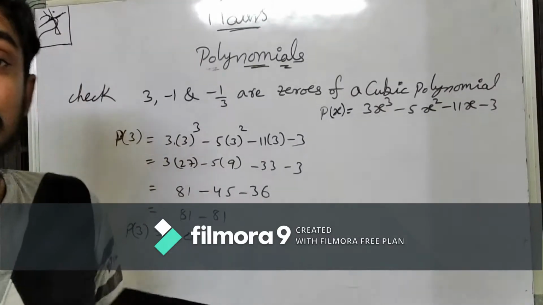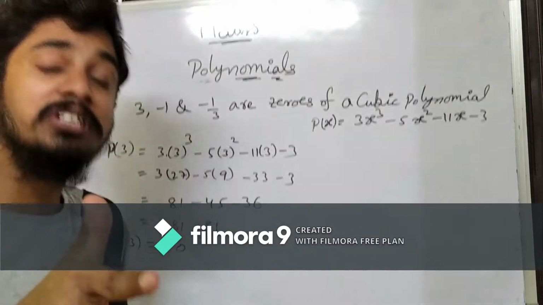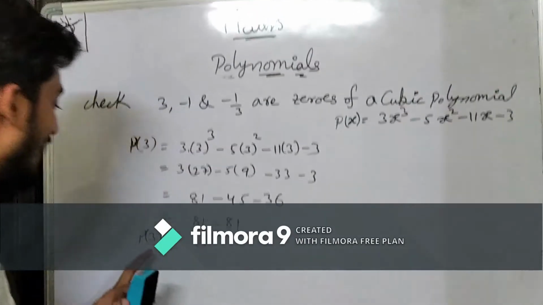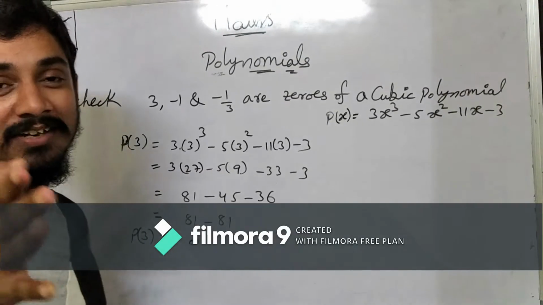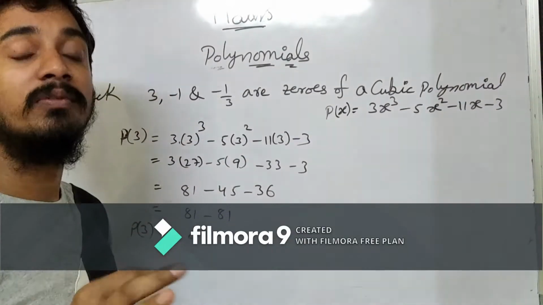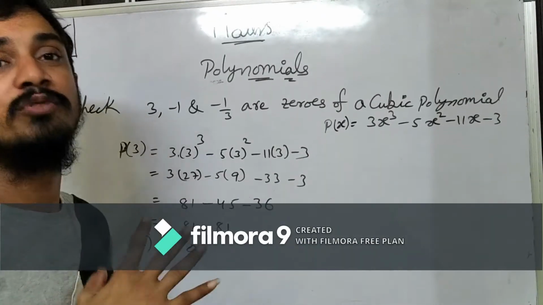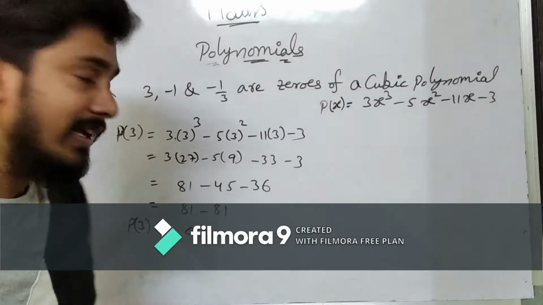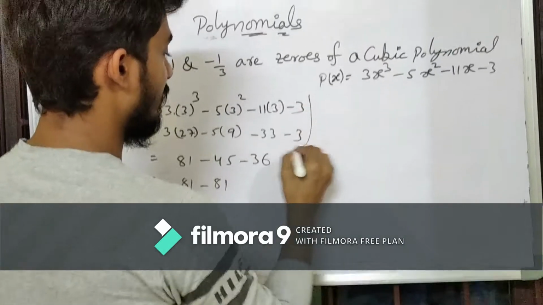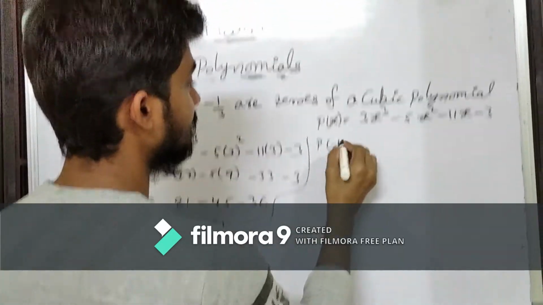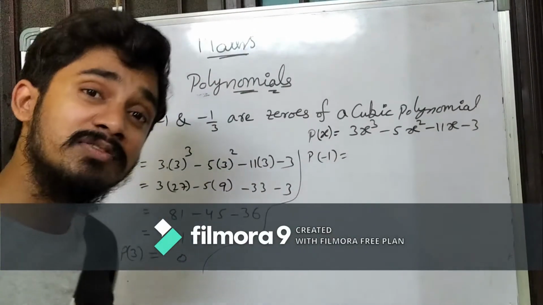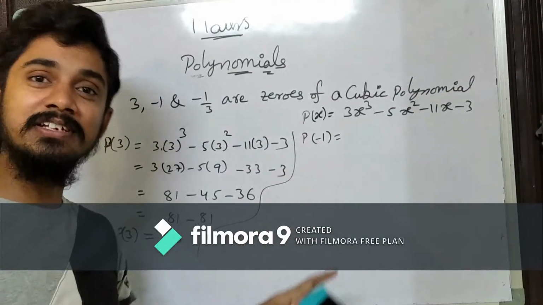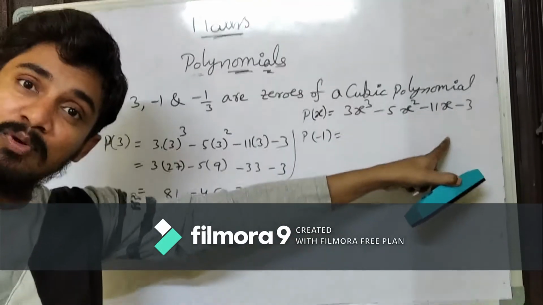If p of 3 equals to 0, then 3 must be one zero of the cubic polynomial p of x equals 3x cube minus 5x square minus 11x minus 3. Next, we have to find the value of p of minus 1. If p of minus 1 is also 0, then minus 1 is another zero of the cubic polynomial p of x.